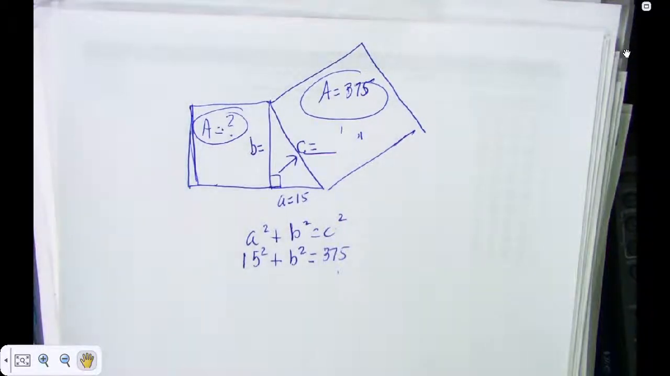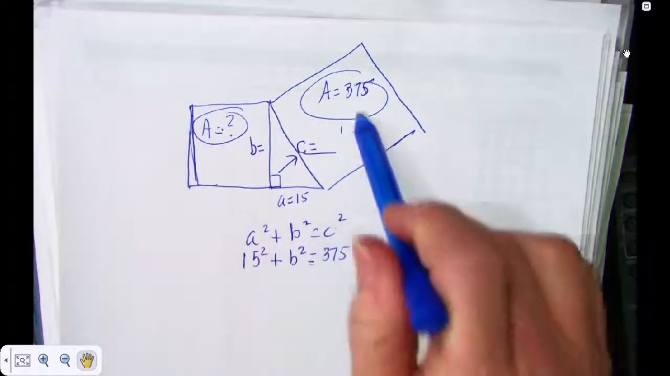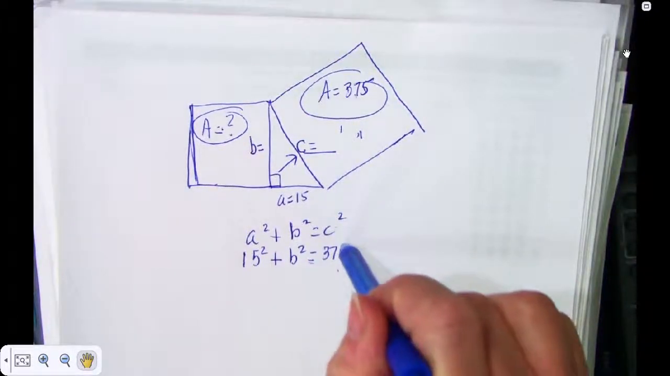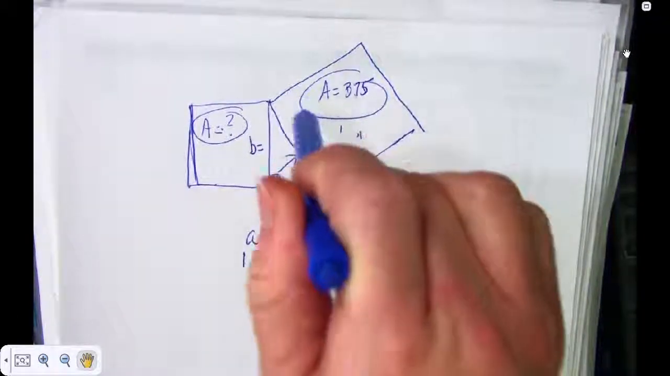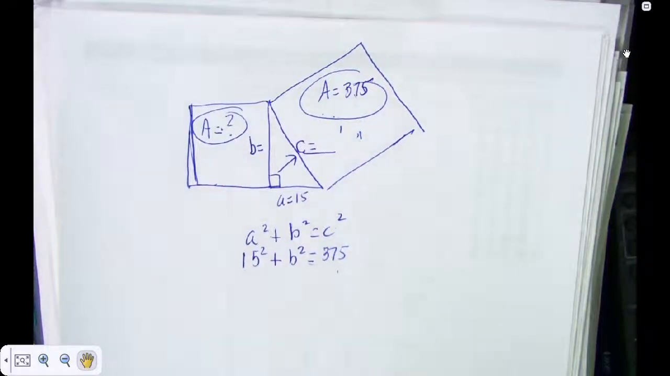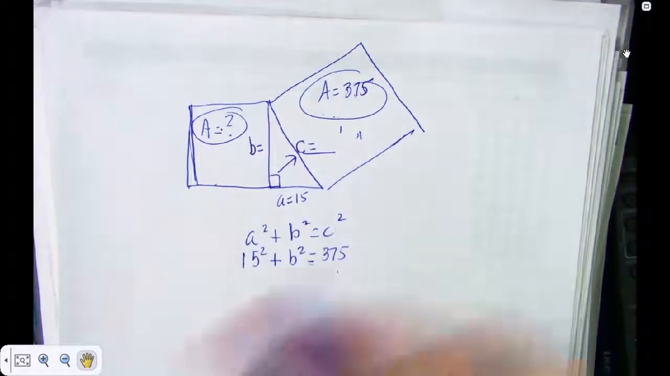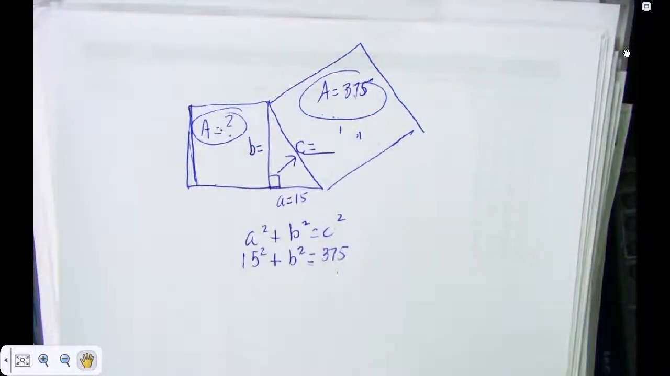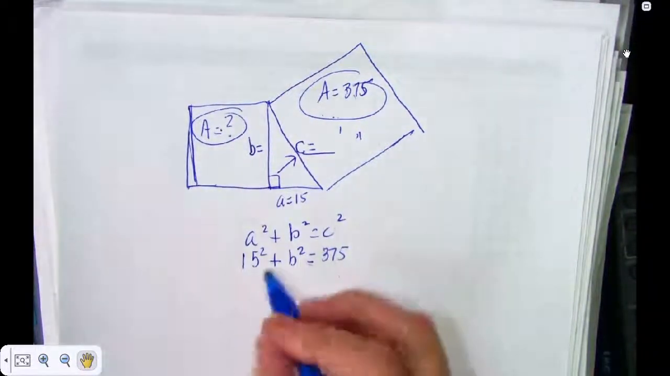So they've already helped you out right here. They've already given you what C squared is. C squared gives you the area of that square. That's why we took all the time to cut those squares out for you so you could see. That's the area of that side. Now what do I do?